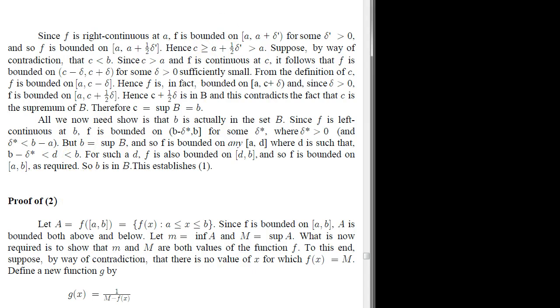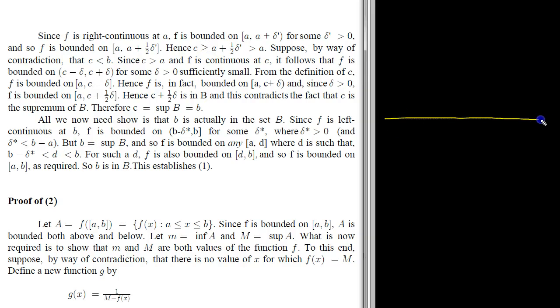Okay, let's start drawing a picture of this. So let's have a look at what we're putting together here. Here's A then. Here's B. Now f is left continuous at B. F is bounded on B minus delta star. So B minus delta star. This distance here is delta star then. Here's the set in question, and we just said that f is bounded on that set here.